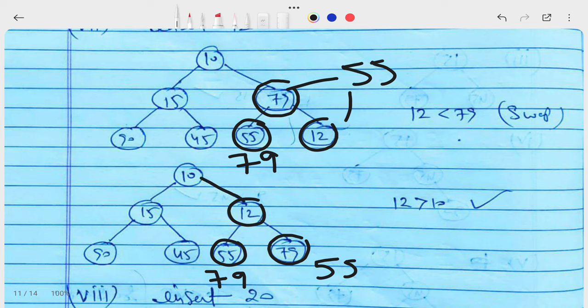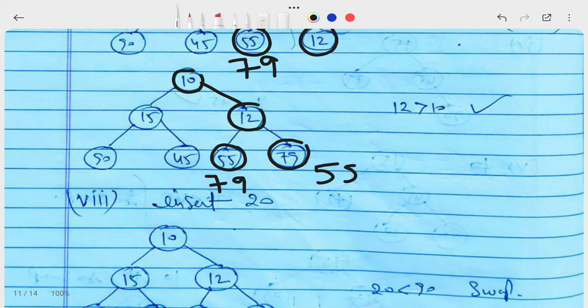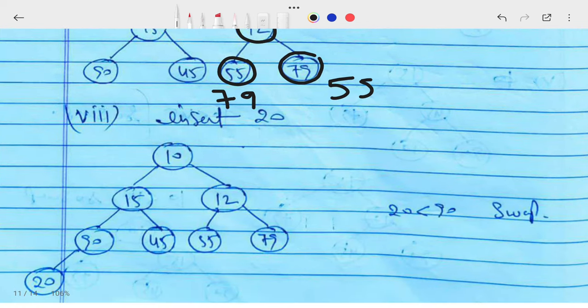Again this 12 will ask the 10. Who is smaller and who is greater? Okay, father is smaller, no problem. Again you have to insert 20. If you are inserting 20, 20 will insert here because this is already filled. Okay, this is already filled with 2 children. Now next 20 will come here.